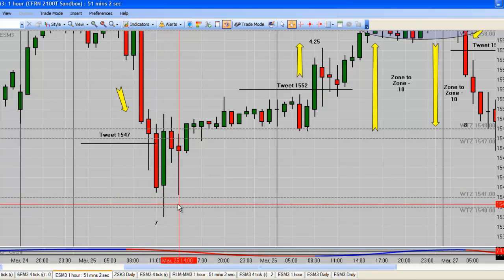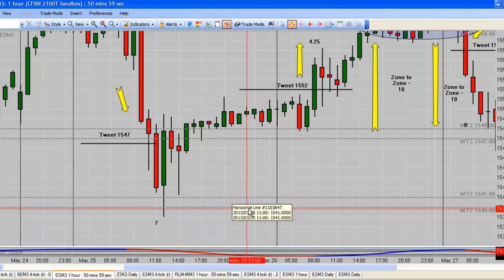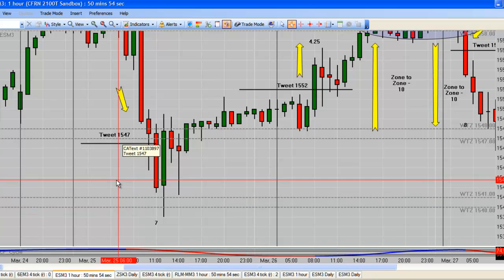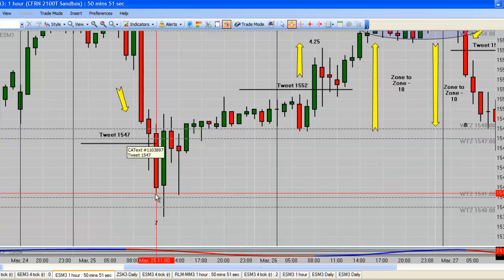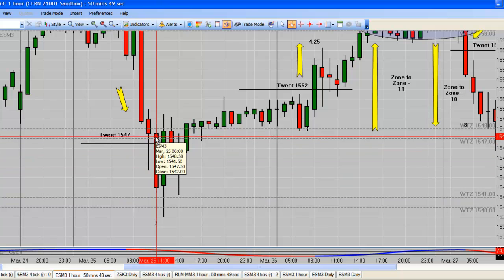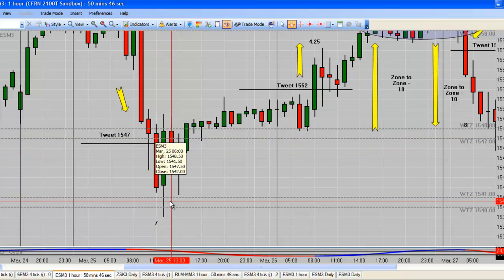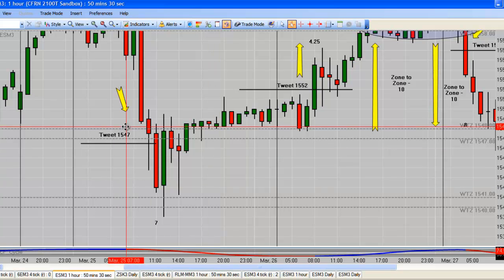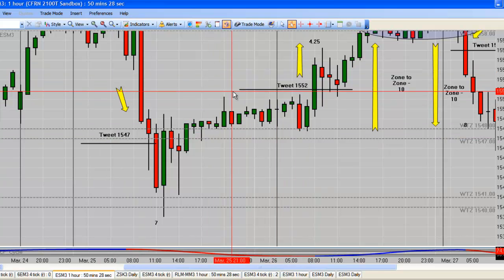But with the support right here, you'd have probably wanted to cover yourself at 1541. So from 47 to 41, that's 6 points. But look what happened. It went from 47 to 41, then back to 47, and back to 41, and then back to 47, and then almost all the way back to 41 again. Is that unusual? Not really. We believe that important prices are almost always tested. If I ever give you a number in a tweet, I believe that area, that number, to be an important area or price.